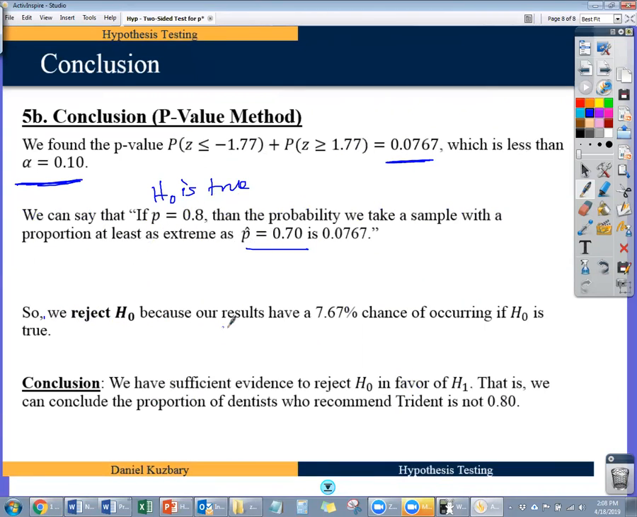So we're going to reject H naught because our results have a 7.67% chance of occurring if H naught is true. And we said that anything that has less than a 10% chance of occurring if H naught is true is going to be extreme. So we'll reject H naught because this is extreme in this context where we're calling unusual 10%. This is less than 10%. So we're going to call this unusual, reject H naught. And we're going to conclude that the proportion of dentists who recommend Trident is not 0.8.